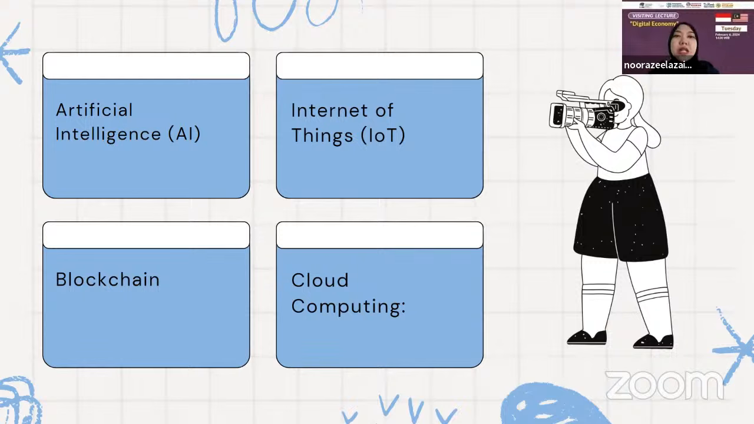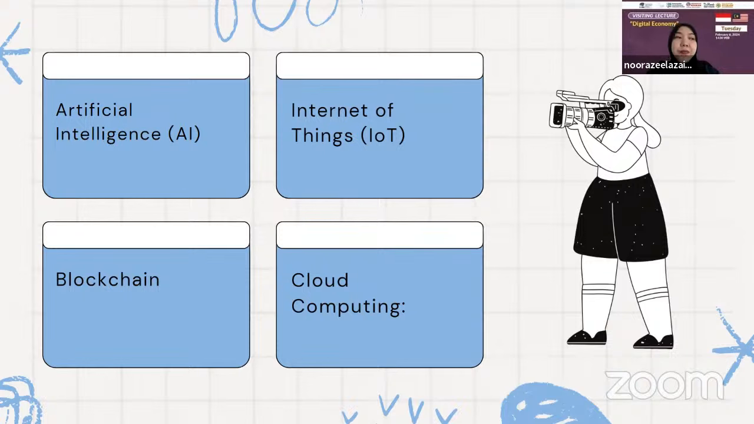But AI has several challenges. For example, a lack of AI talent and expertise within organizations can hinder successful implementation and utilization of AI technology. There is also integration with existing systems and data infrastructure, as well as concerns about data quality, privacy, and security. So these are the challenges that we face under artificial intelligence or AI.